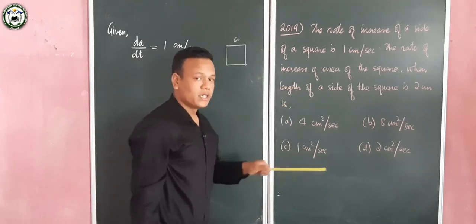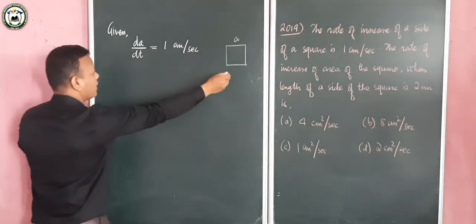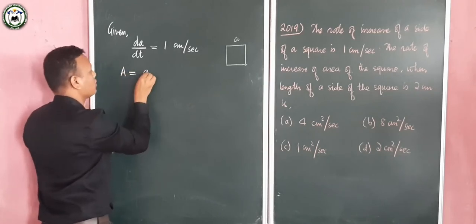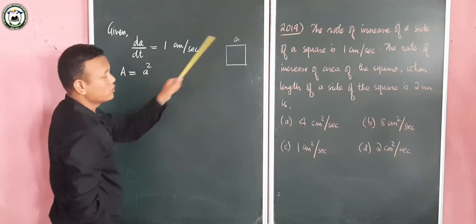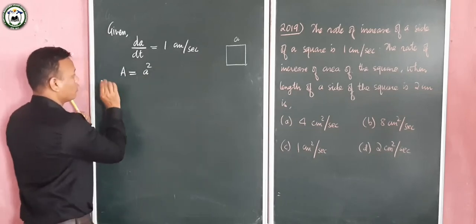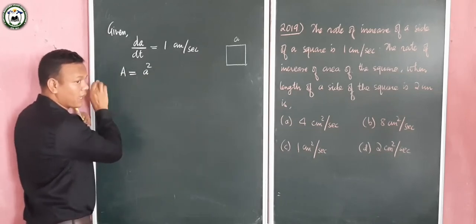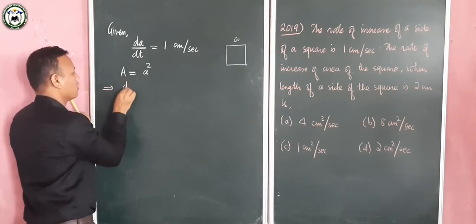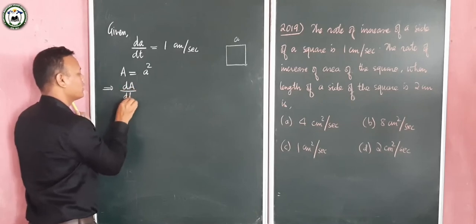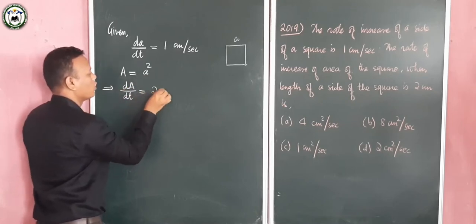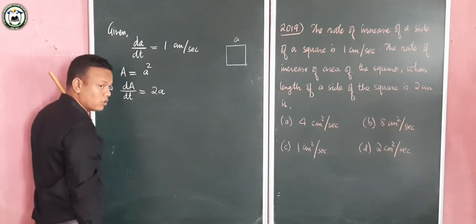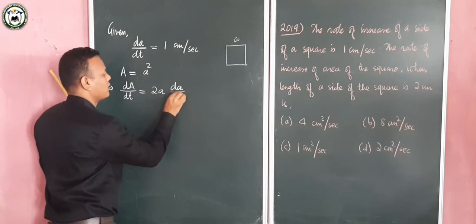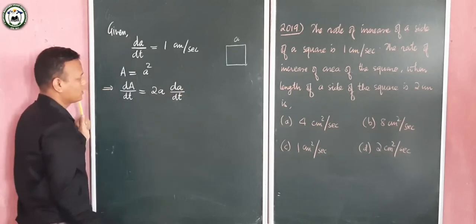So the question says find the rate of increase of area. And the area of the square is given by, it is given by a square, side into side, that is a square. Now we need to find dA by dt, the rate of change of area. So differentiate both sides. A square differentiated gives 2a, and a differentiated gives da by dt.